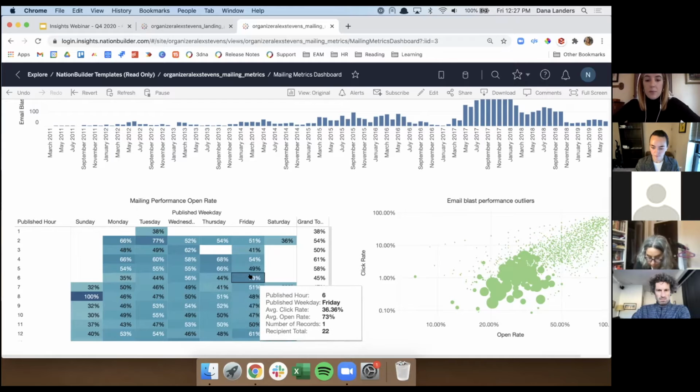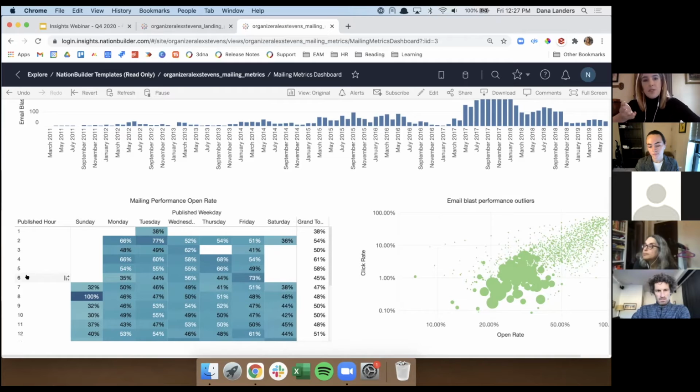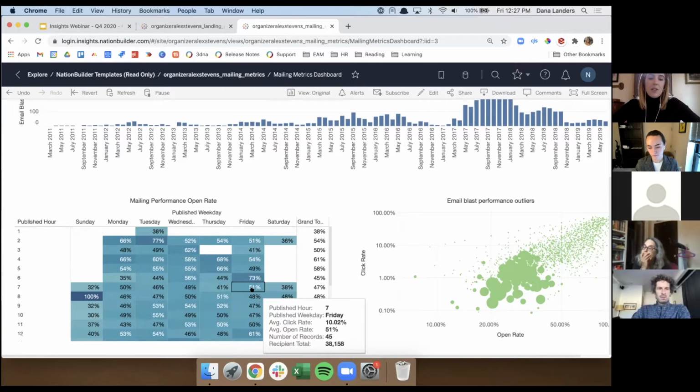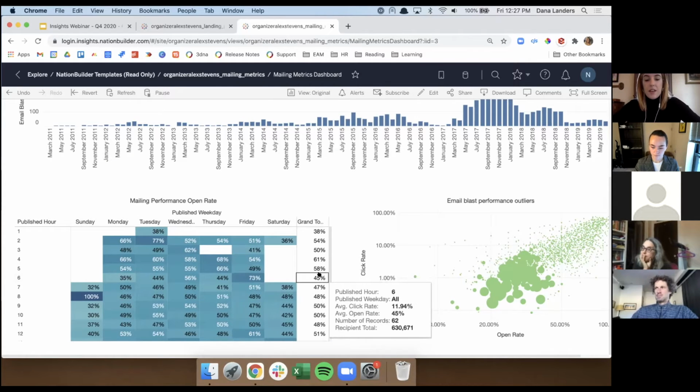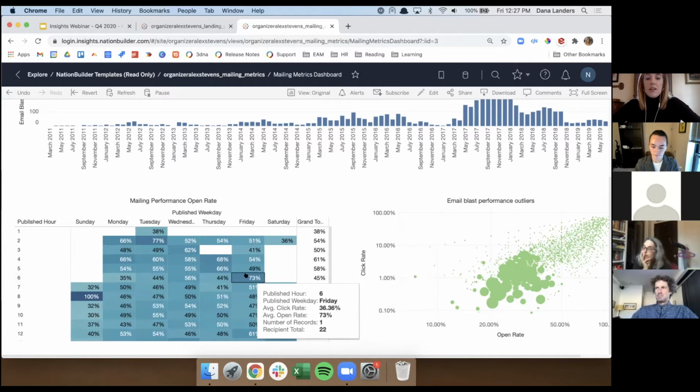So for example, this email was sent on a Friday. Of course, the published hour depends on what your time zone is, and you can display an actual time here versus a number. But you can get a sense of the average open rate on the right-hand side for that hour and on a specific day. Does an email perform better if you send it on Friday morning at 11 o'clock or Thursday afternoon at 4 p.m.?